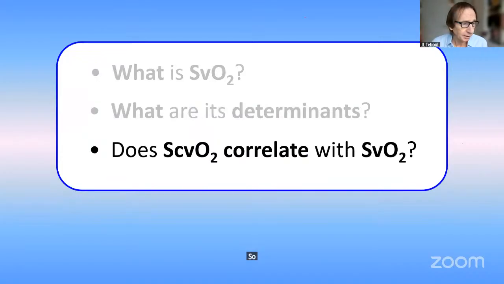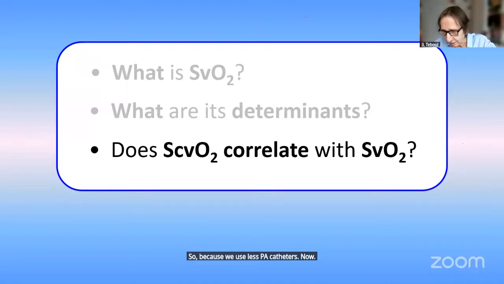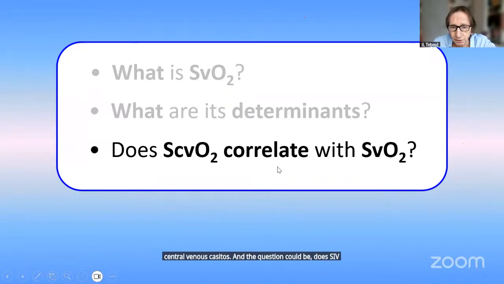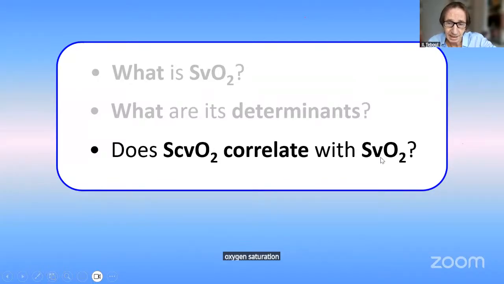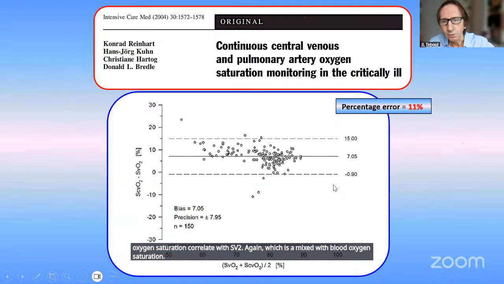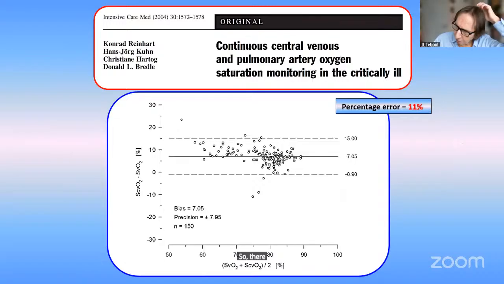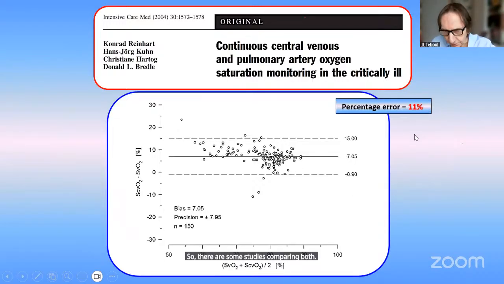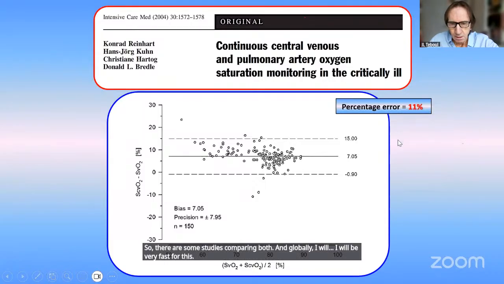Because we use fewer PA catheters now, at least in my country and maybe in your country, in Sri Lanka, we use more central venous catheters. And the question could be, does ScvO2, central venous oxygen saturation, correlate with SvO2, the mixed venous blood oxygen saturation? There are some studies comparing both, and I will be very fast for this topic.